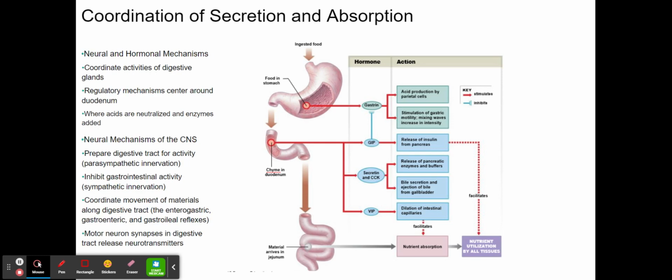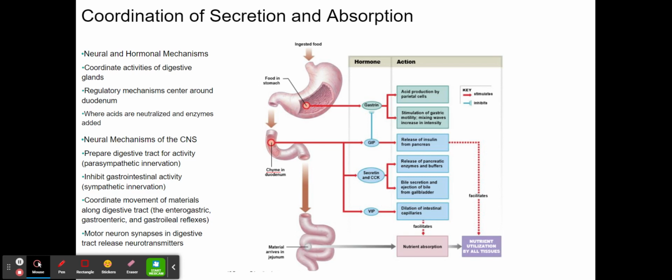A combination of neural and hormonal mechanisms coordinates the activity of the digestive glands. These regulatory mechanisms are centered on the duodenum, where acids must be neutralized and appropriate enzymes added. Neural mechanisms involving the CNS prepare the digestive tract for activity through parasympathetic innervation or inhibit it through sympathetic innervation. Neural mechanisms also coordinate the movement of materials along the length of the digestive tract through the enterogastric, gastroenteric, and gastroileic reflexes.